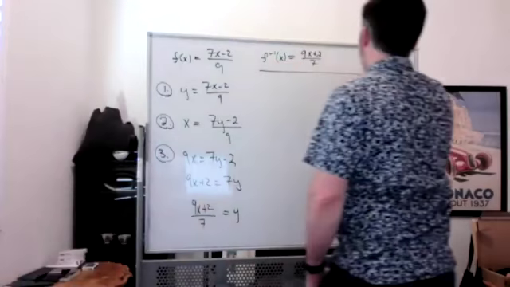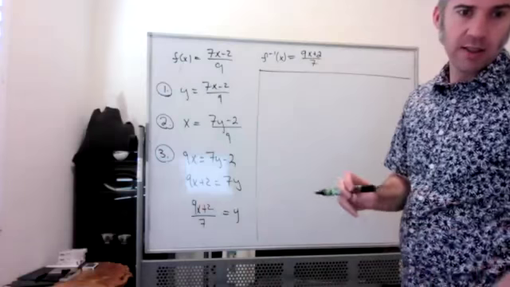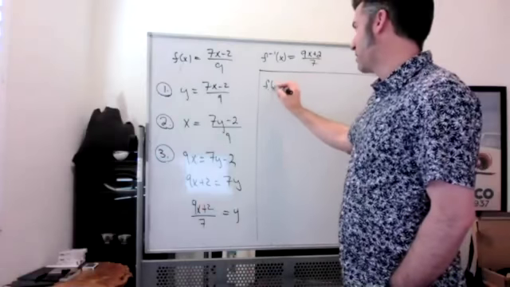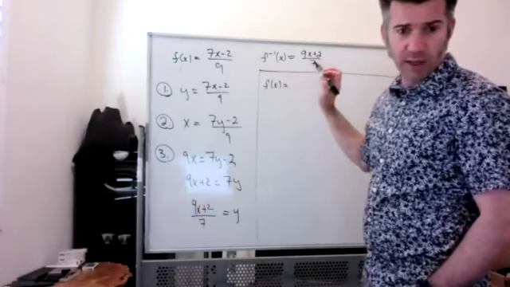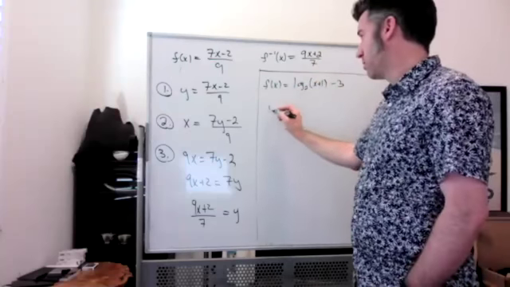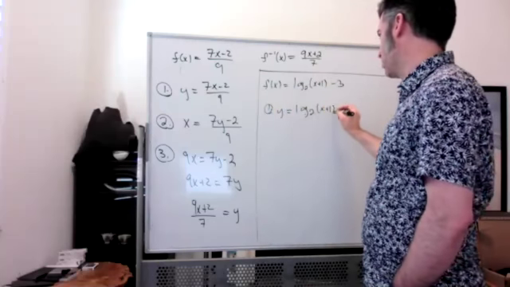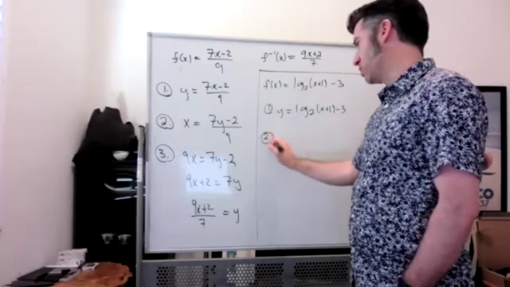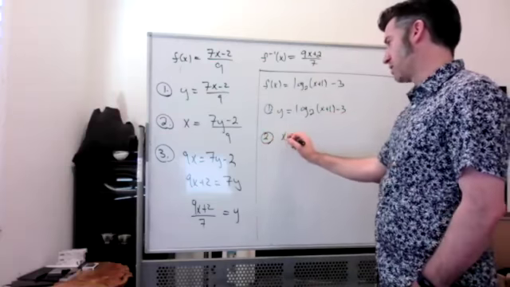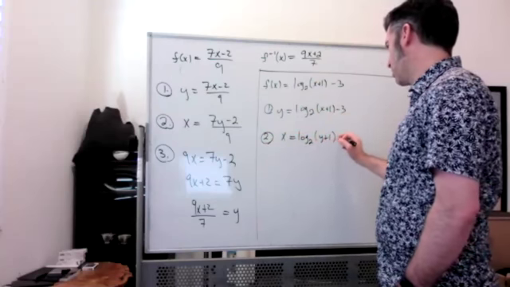Okay, that's the process. Let's do another one. The next one is, the function is f of x equal to log base 2 of x plus 1, minus 3. So first things first, we're going to write it as y equal to log base 2 of x plus 1 minus 3. And then we're going to interchange x and y. So we have x equal to log base 2 of y plus 1 minus 3.